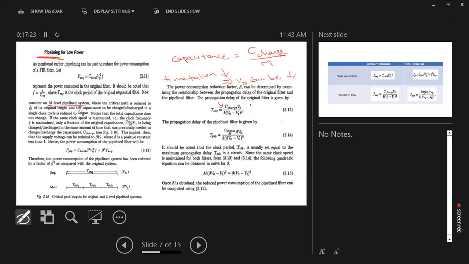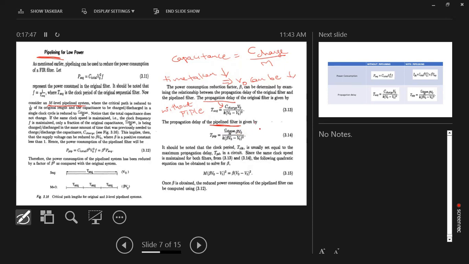In this formula, this is without pipelining, the propagation delay. Okay, propagation delay without pipelining. Now with pipelining, what happens? That C charge will change. C charge divided by M. Supply voltage also, wherever V0 is there, it will become beta V0.